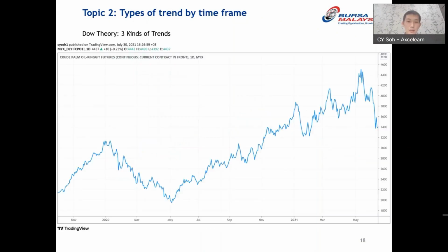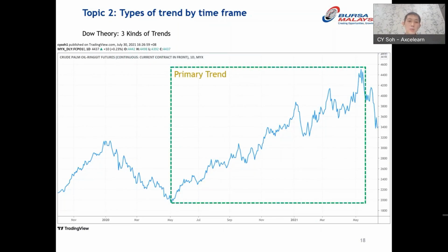Again, another example, let me show you the primary trend. This is the FCPO market. Here, the primary trend we can identify is an uptrend, a big general one. The secondary trend would be a lot of small secondary trends that make up one big primary trend. If you don't understand this, never mind, later I'll give you an easier example.